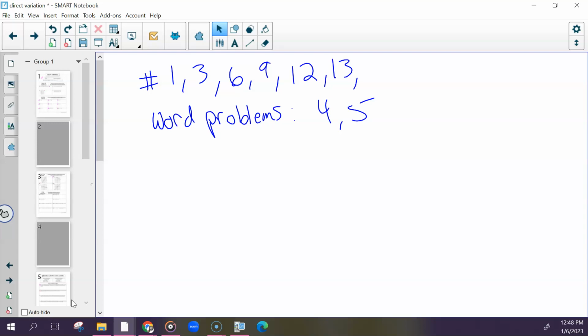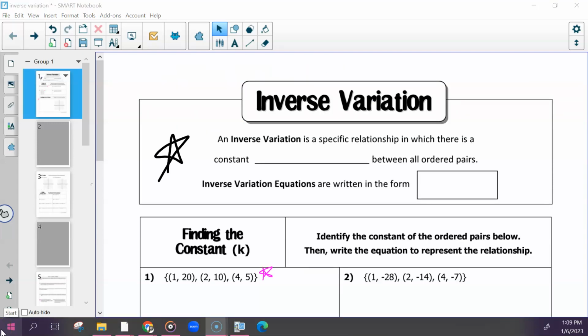Alright, so it is 12:48. At 1:08 we will start inverse. So you have 20 minutes from now. Everyone should have them in front of them.